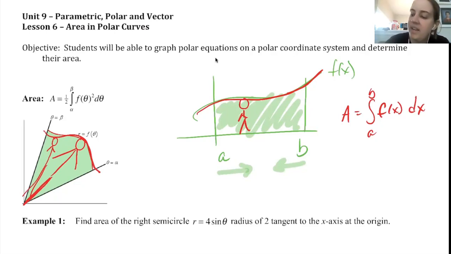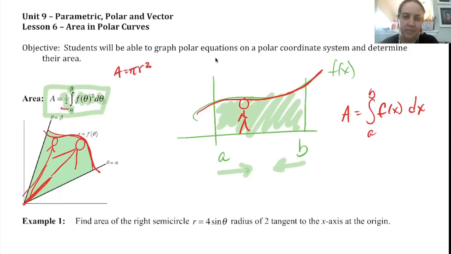And what we have is our area formula is 1/2, don't forget that 1/2, integral from alpha to beta, that's in place of A to B, of f of theta, because we're in polar coordinates instead of rectangular, d theta. So this is very similar to area is equal to pi r squared. Now I have this 1/2 in the front as well. That has to do with circles and all that other stuff, but we'll figure this out.